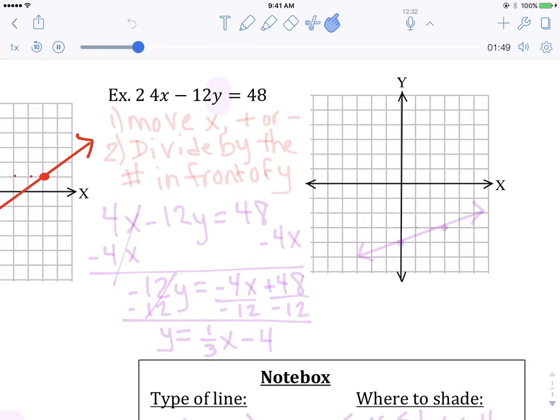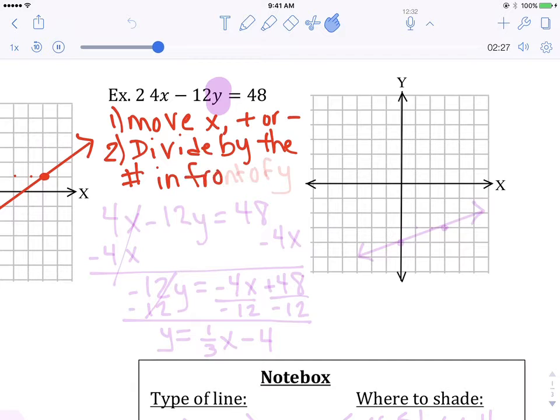In the next example, we will first need to solve for y before we can graph the equation. Remember that when you're trying to get the y value by itself, the first thing you want to do is move your x value using addition or subtraction. Remember, it's the opposite operation. And then the second is to divide by the number in front of y.